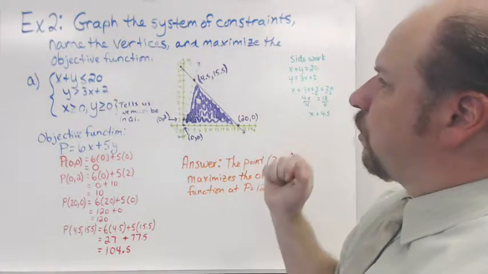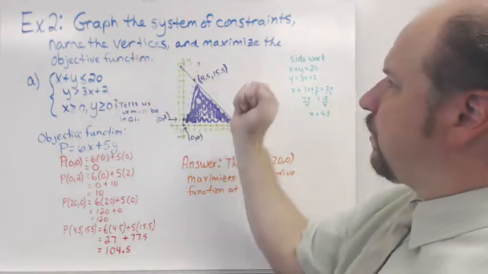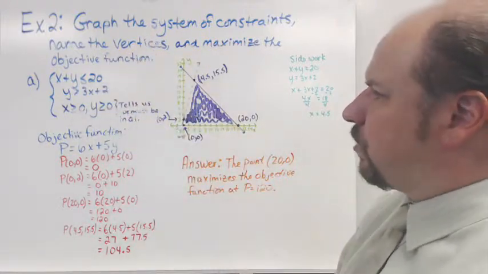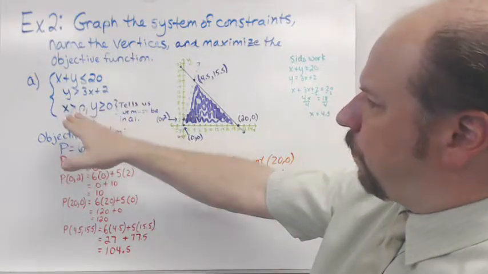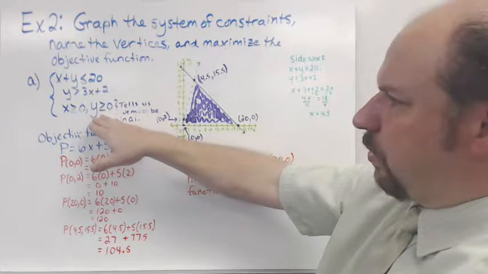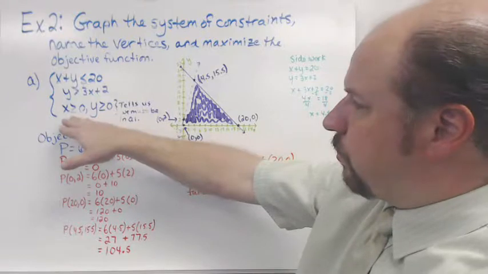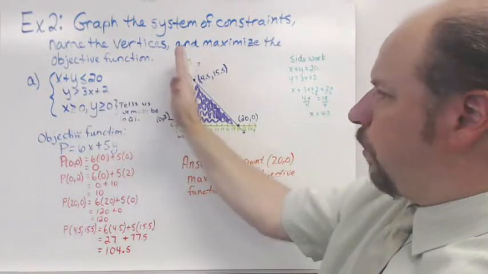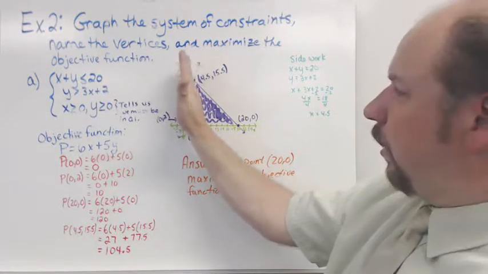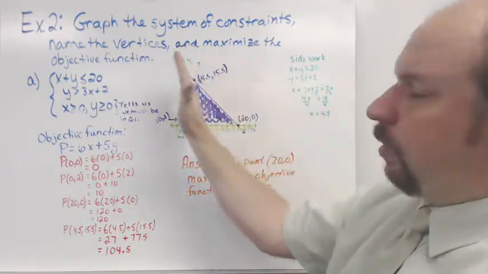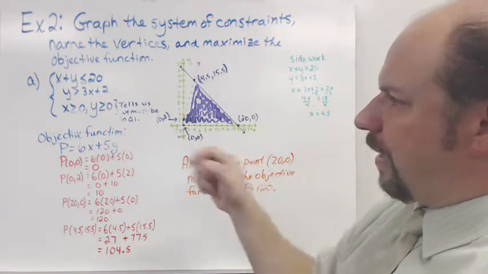Graph the system of constraints, name the vertices, and maximize the objective function. So we have a set of constraints here. Notice these two here, x is greater than or equal to 0 and y is greater than or equal to 0. Let's start out with those. If we look at x is greater than or equal to 0, remember x equals 0 is a vertical line. So if we're looking at greater than or equal to that, it's just going to be over here to the right of the y-axis.